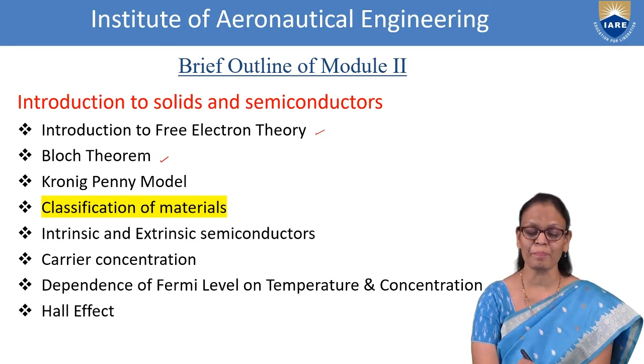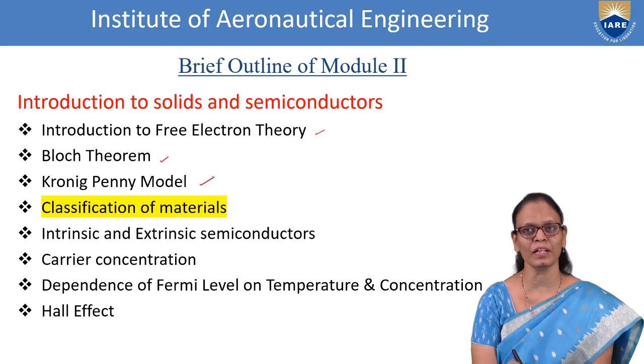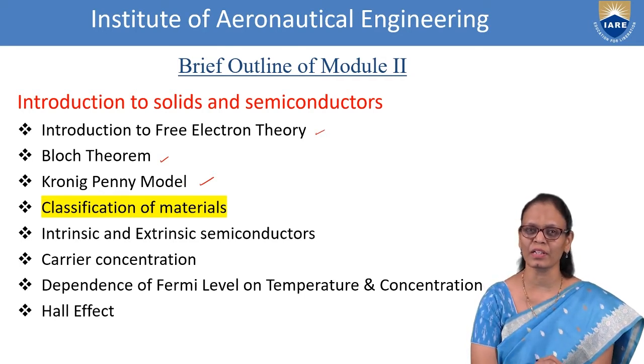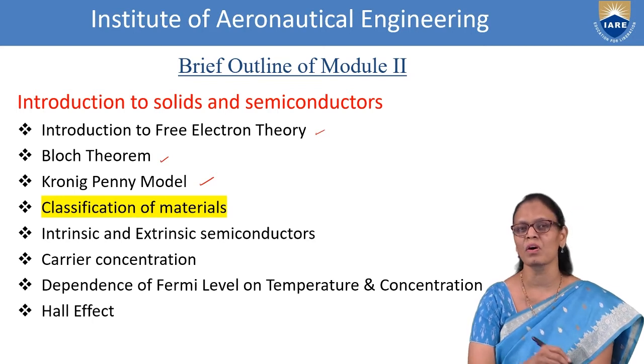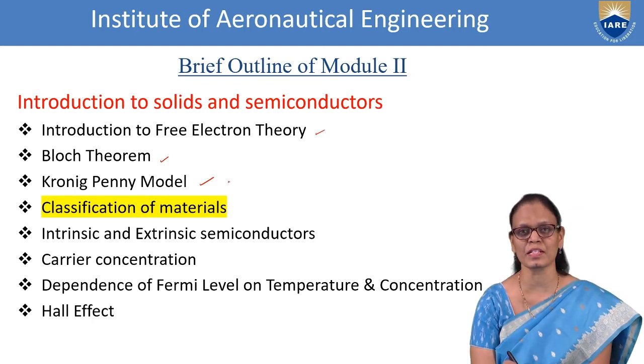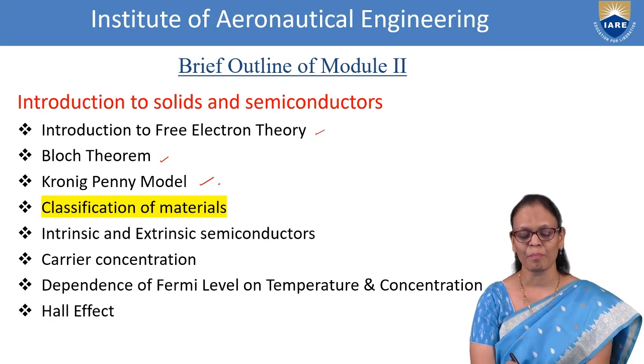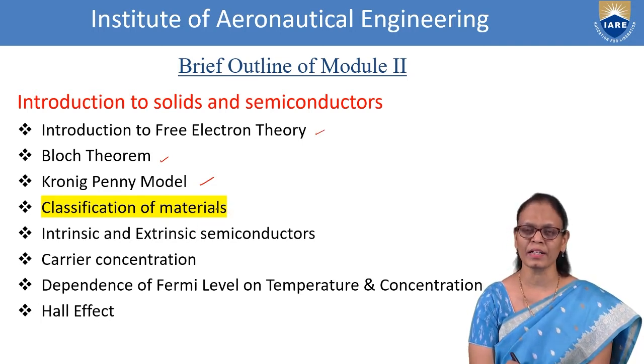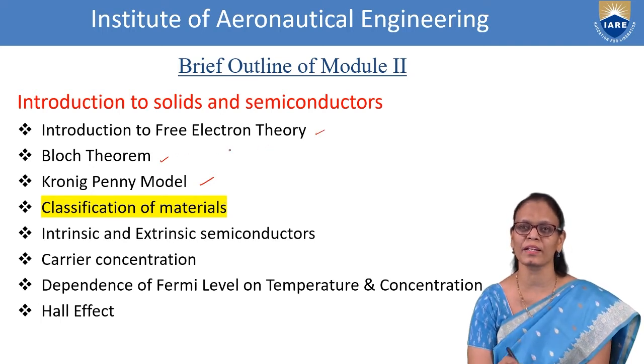And then the application of Bloch theorem we have seen in the Kronig-Penney model, where we are discussing about the bands. The bands where the electron can be in the bound state or in a free state. That is what we have discussed in the Kronig-Penney model. But when we have seen the electron theory, we have seen that these theories failed to explain the classification of materials. Classification of materials into conductors, semiconductors and insulators. That was a big failure of the free electron theory.